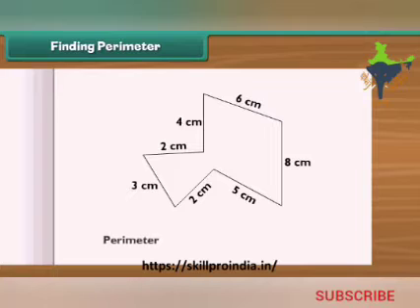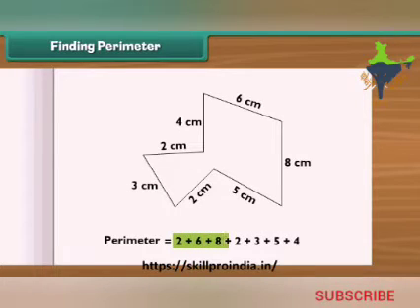To calculate perimeter of this figure, we simply add the lengths of all its sides, which is 2 plus 6 plus 8 plus 2 plus 3 plus 5 plus 4 equals 32 centimeters.